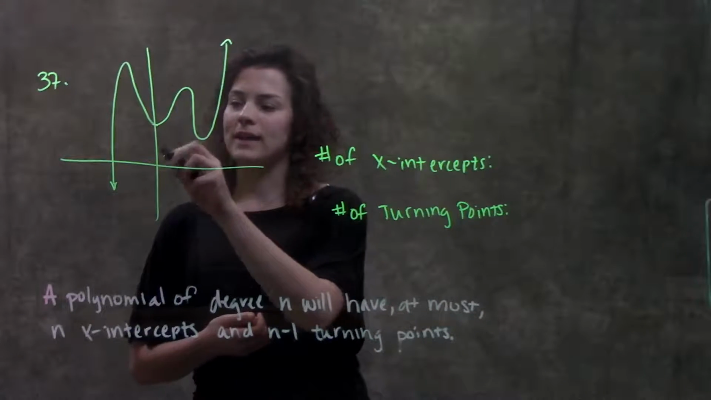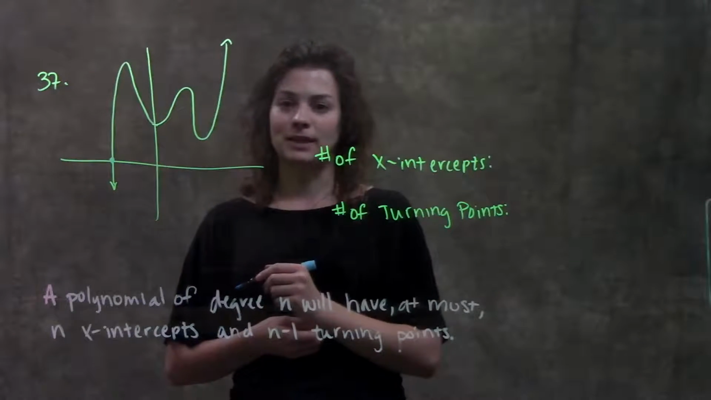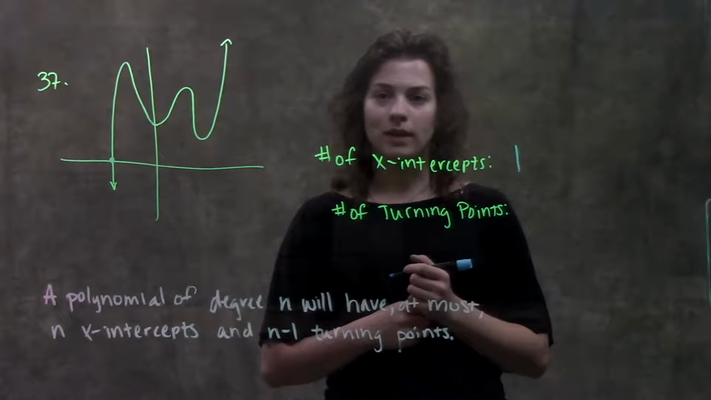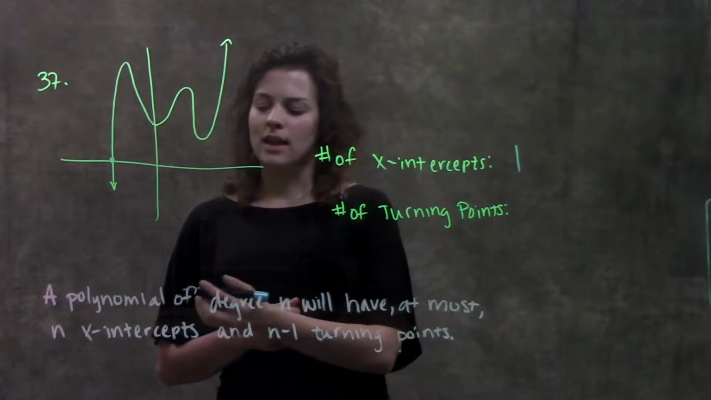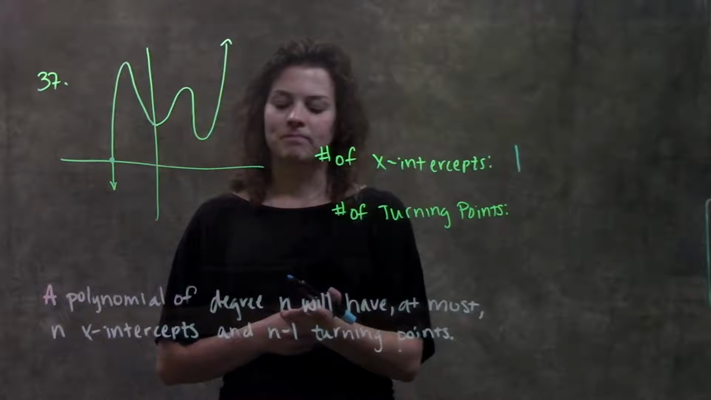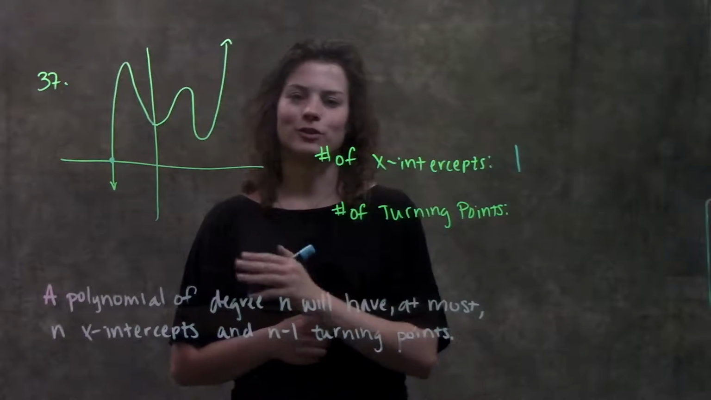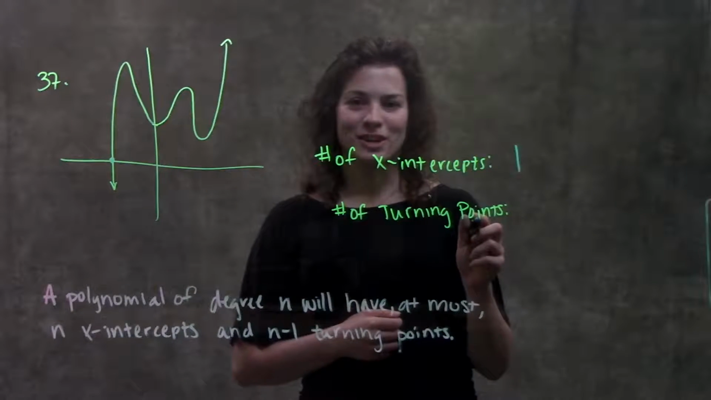Looking at this graph, I see that I only have one x-intercept here. It only crosses the x-axis once. So the number of x-intercepts is 1, which tells me that our degree must be at least n. Well, it's probably going to be more than 1 because there's a lot going on in this graph. So let's go ahead and move on to turning points.